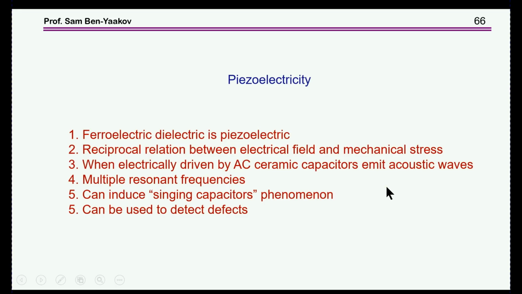Okay, let's move to the other subject, which is piezoelectricity. Also, this is a subject that there isn't much information about. Now, what is piezoelectricity? It is a mutual dependence between mechanical forces and electrical fields.